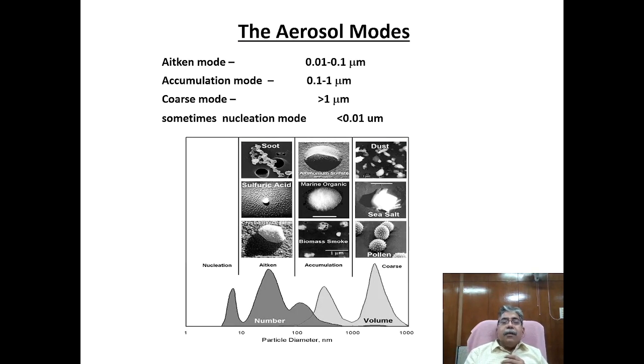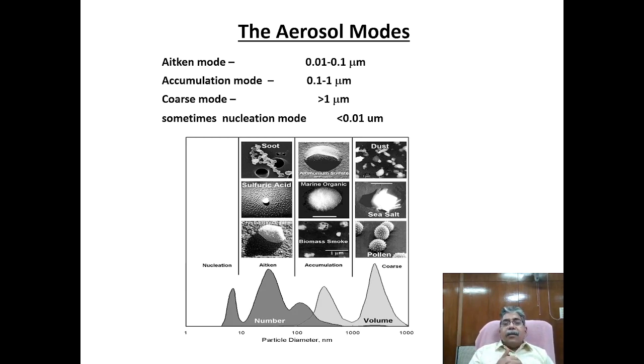Now, these particles are sometimes also divided in terms of different modes. The Aitken mode, for example, ranges from 0.001 to 0.1 micron. Then the accumulation mode, which is usually 0.1 to 1 micron in diameter. Then, of course, there are coarse particles, which are large particles in the atmosphere, particularly from dust storms or other accumulations of particles, which are generally greater than 1 micrometer in size.